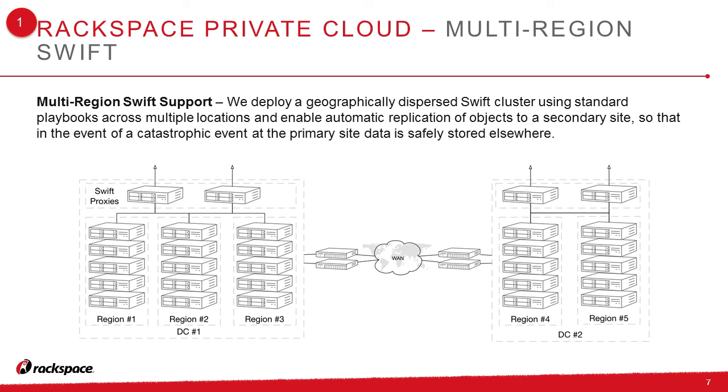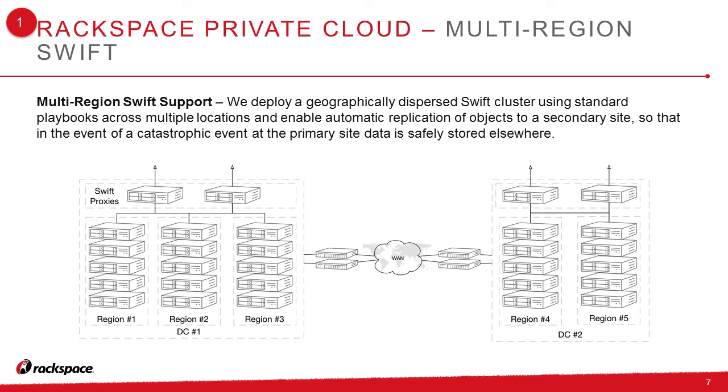Objects are written into the primary region. So in this case, I have DC1 over on the left side. Those objects are then replicated within the regions inside that one data center. And then asynchronously, objects are replicated across the WAN link to data center 2. And then depending on the requirements for durability, multiple copies would then be made locally there.